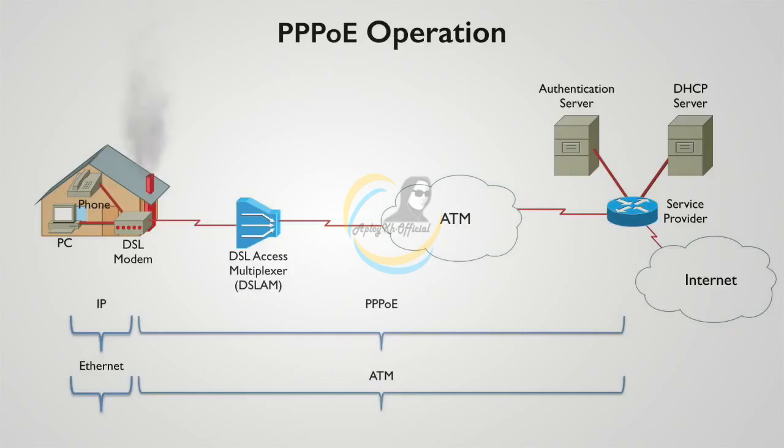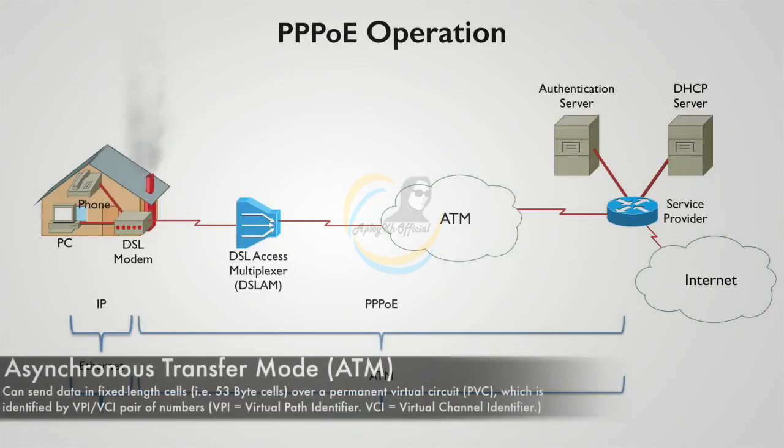The connection from your DSL modem going back to your service provider is probably done over ATM. That's not a requirement for PPPoE, but that's typically how a DSL modem is going to connect back to the service provider. They're going to connect back using Asynchronous Transfer Mode. And Asynchronous Transfer Mode uses the concept of permanent virtual circuits, much like frame relay did.